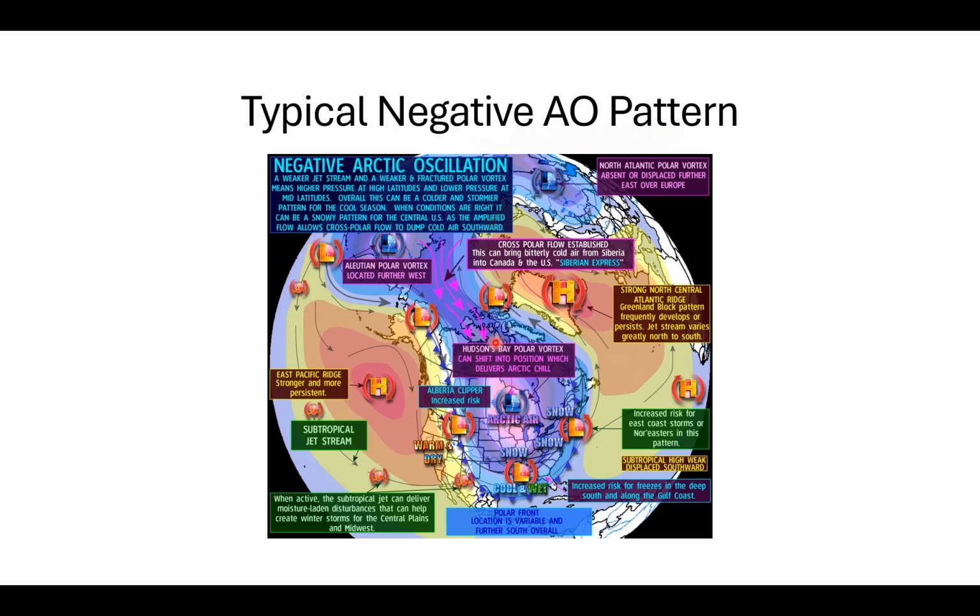Well, you basically open up the freezer door, so to speak, and a lot of cold Arctic air comes down into the United States rather easily. You get a lot more East Coast storms with a negative AO. You've got the upper level ridge and the anomalous high heights across Greenland. You get cross-polar flow to develop, sending very cold temperatures southward into the United States from Canada. And then the Hudson Bay polar vortex can shift into a position which delivers Arctic chill. This polar vortex can shift down around the Hudson Bay area and bring very cold air into the U.S.